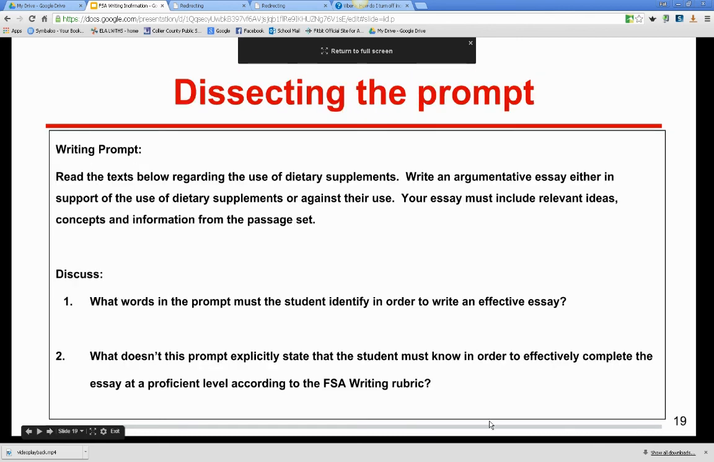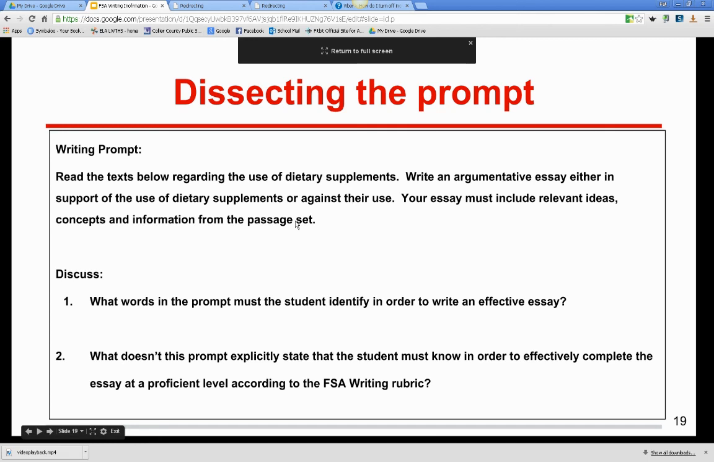So let's look at this writing prompt. Read the text below regarding the use of dietary supplements. Write an argumentative essay either in support of the use of dietary supplements or against their use. Your essay must include relevant ideas, concepts, and information from the passage set.